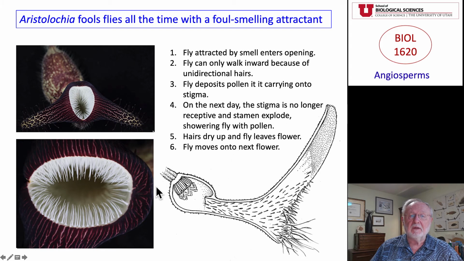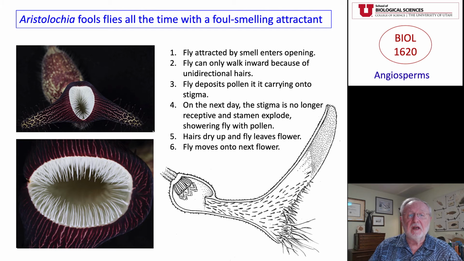Here's where the stamens and the stigmatic surface are, so the male and female parts. And this vast structure looks like this here. It has a foul smell. The fly is attracted to the inside, so it's almost as if it's flying into an anal opening. The hairs are recurved in one direction so that the fly walks in and has difficulty walking or flying out.